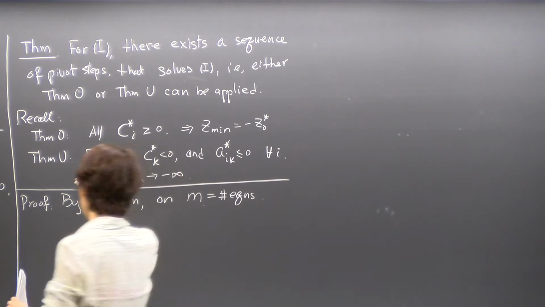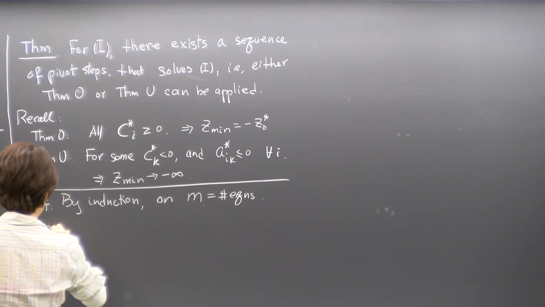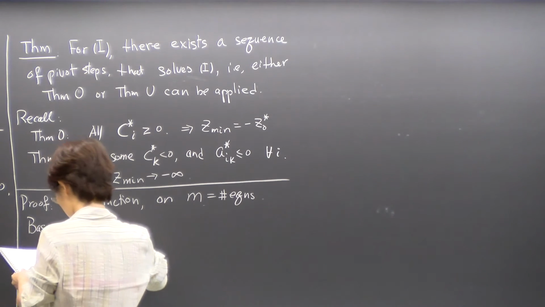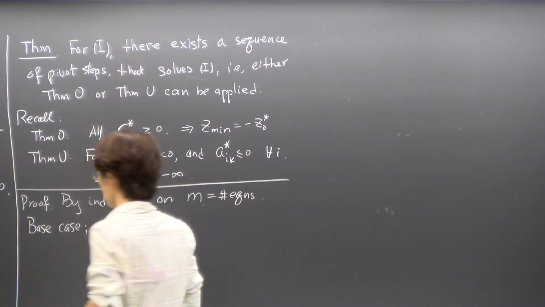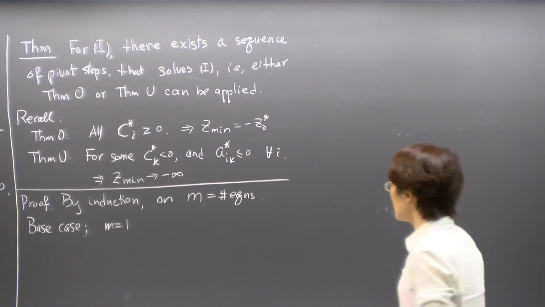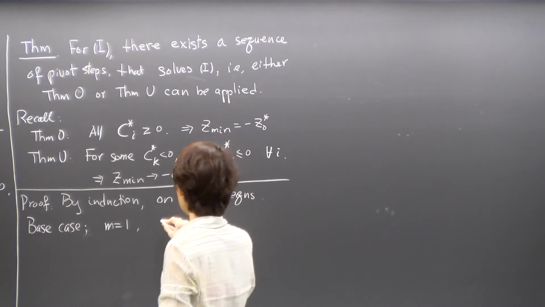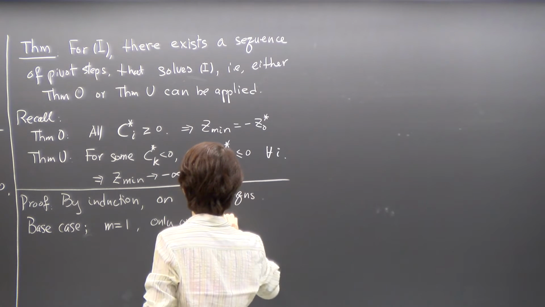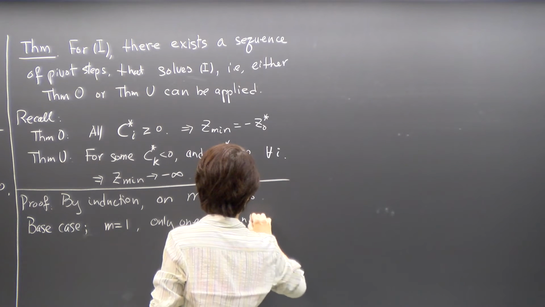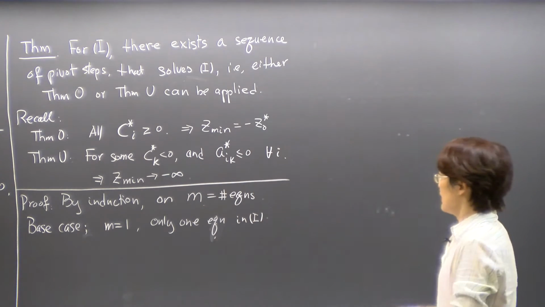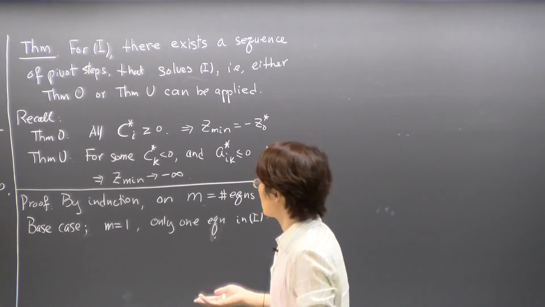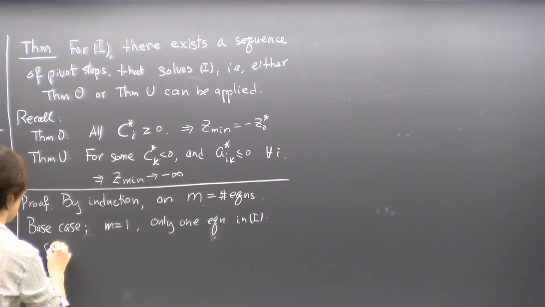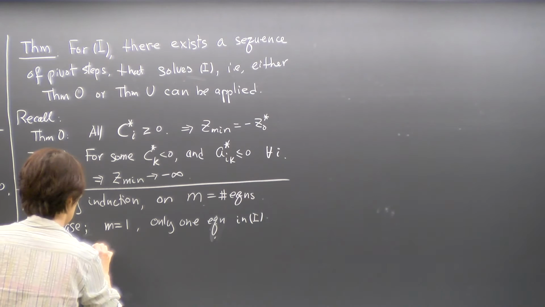So we need to take care of the base. The base argument, the case for smallest possible m equals 1. So what does that mean? Well, I have only one equation, right? So this means only one equation in the problem. Let me just write out this equation, to fix the idea. I have just one constraint, let's say, is x1. I'll copy the rest.